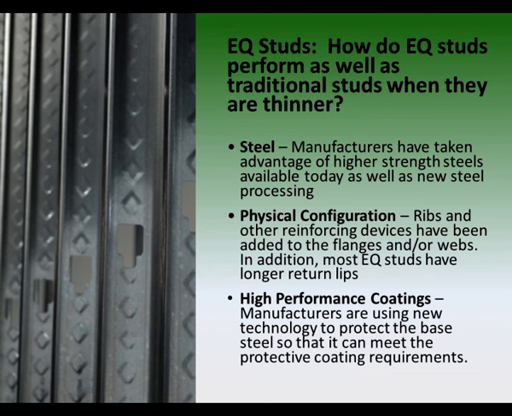How can an EQ stud that is thinner than a conventional stud perform the same or even better? The answer is partly in the steel itself. Higher strength steels make a product stronger, allowing for a reduction in the product's thickness and also a reduction of weight and cost. Additional reinforcing due to changes in the configuration of the stud also strengthen it, such as adding ribs or lengthening lips. The coating is a separate issue that we'll discuss in more detail, but basically there are new coatings applied over zinc that meet the code requirements for CFS members.